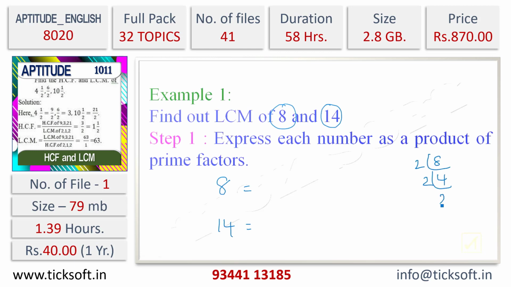Again if we divide this by 2 then we get 2. So 2 into 2 into 2 will be equal to 8. So this means 8 will be equal to 2 to the power 3. And now we are going to factorize this 14.